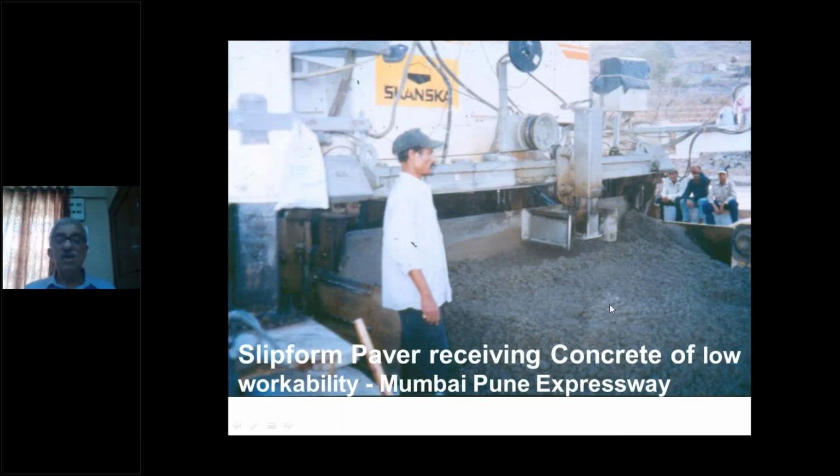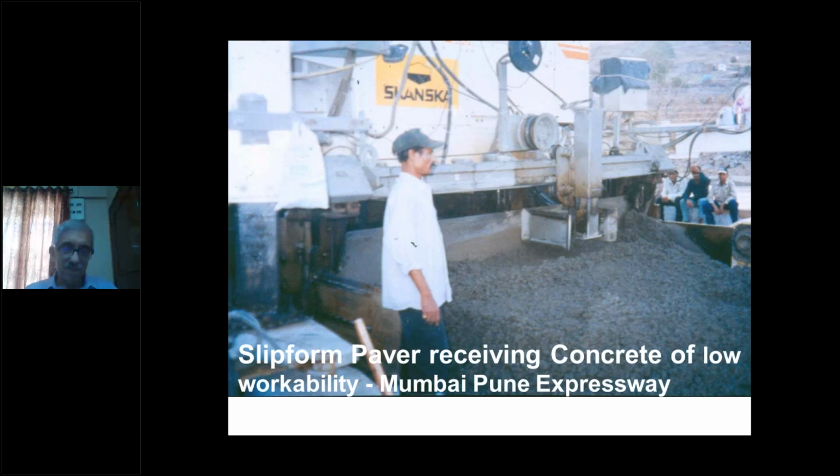But slip form pavers were introduced very soon in the Mumbai-Pune expressway, where pavers, very costly of course, were fed with a very low slump mix, 20 to 30 mm mix. Pumps need more workable mixes. It is always important to know that you give the correct mix to the correct equipment.